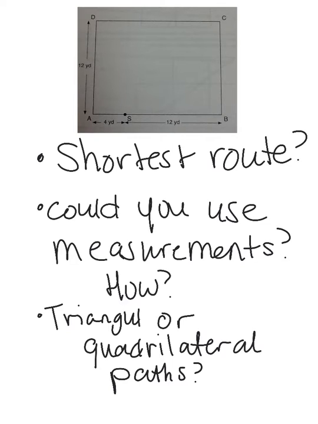Next, we're going to do, could you use measurements? And if you could, how could you use the measurements? Well, I've already talked to you about how you can use the 12 and the 12 and the 4. So by using those, you might be able to figure out where halfway points are and see if that might give you a shorter distance. With using that, think about if you could do triangular or quadrilateral paths. So is there a quadrilateral you could build, or are there triangular shapes you could build using the Pythagorean theorem?